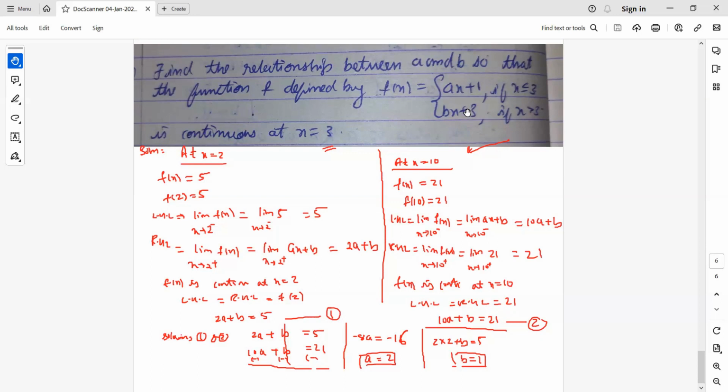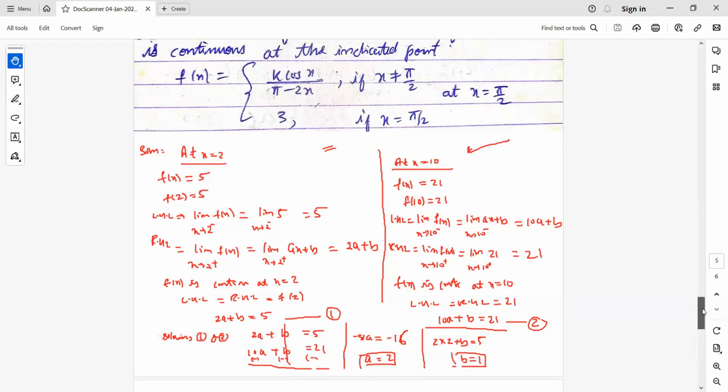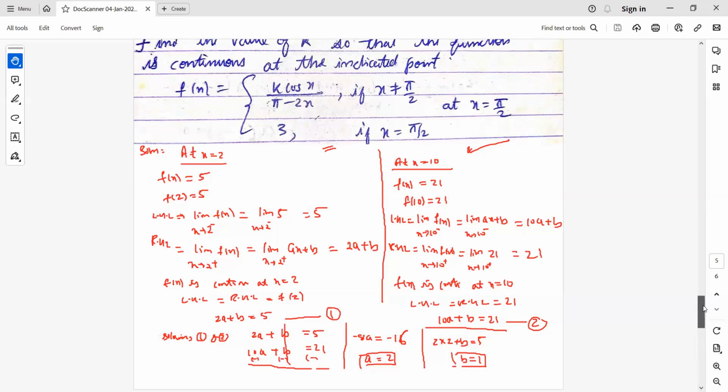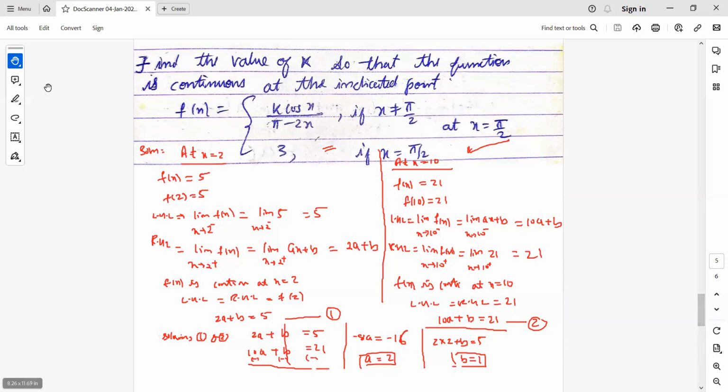Then we will discuss the last question of today's class, a very important question. This question has occurred two times already in the previous 5 or 6 years. So pay attention.